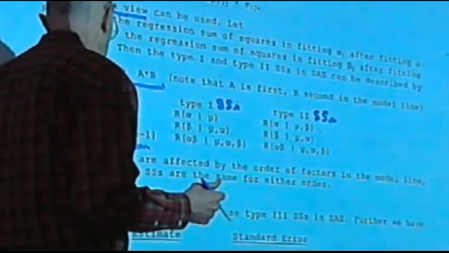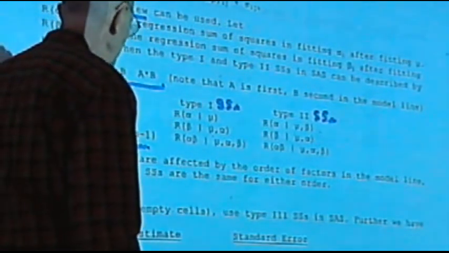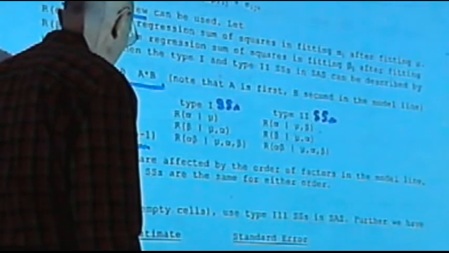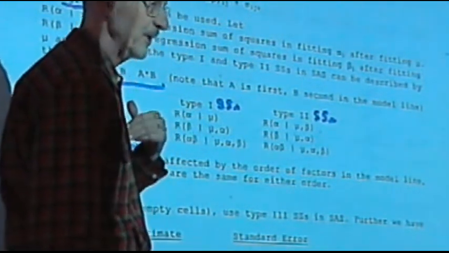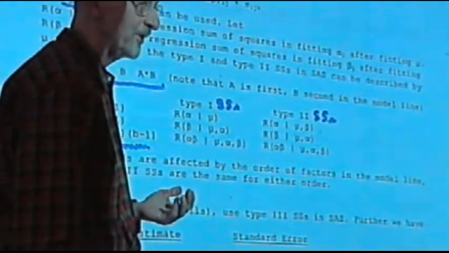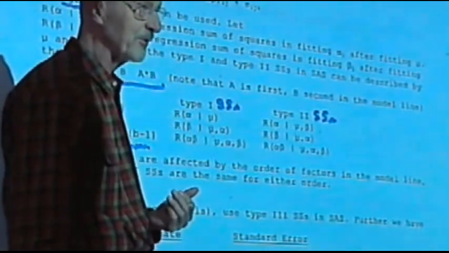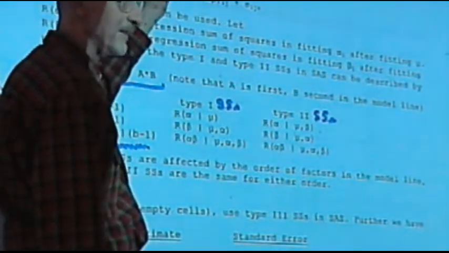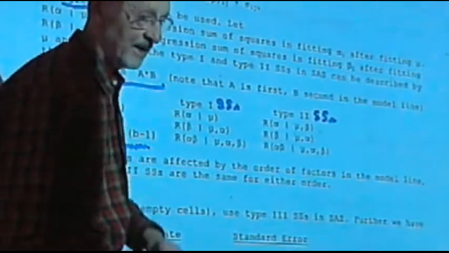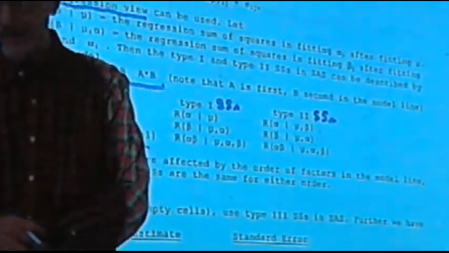So now we've seen a little bit about what type 1 sums of squares in SAS are, what type 2 sums of squares in SAS are, and what type 3 sums of squares in SAS are. Well, that's stuff we had at the top of the page, right? And we haven't talked about type 4 yet, and we won't worry about that for now.